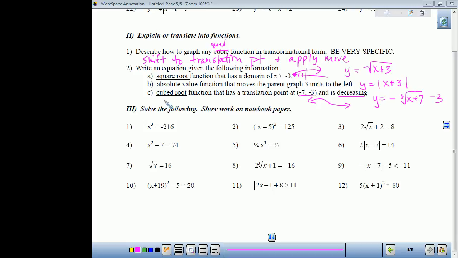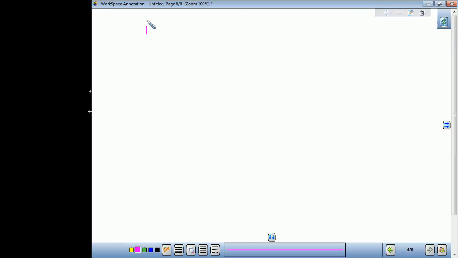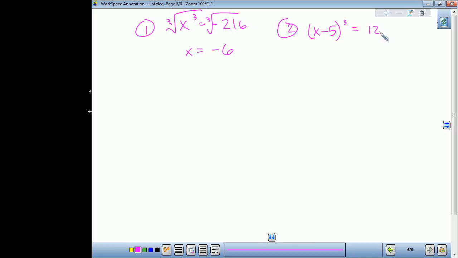Okay, now we'll work on solving these problems. Part 3, let's solve. So number 1 in the solving part is x cubed equals negative 216. We can take a cubed root of a negative, so we take the cubed root of both sides, and the cubed root of 216 is negative 6. Number 2, we have x minus 5 cubed equals 125. So we're going to take the cubed root of both sides. The cubed root of 125 is 5, so we get x minus 5 equals 5. We add 5 to both sides and we get x equals 10.